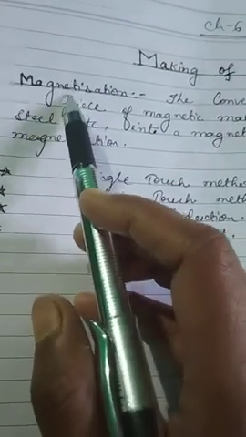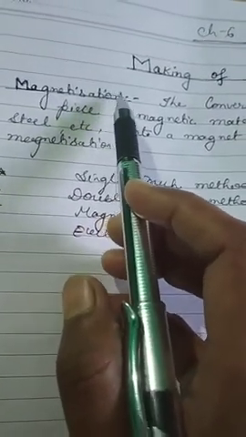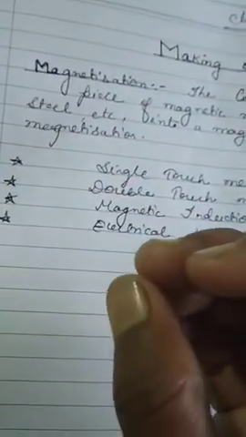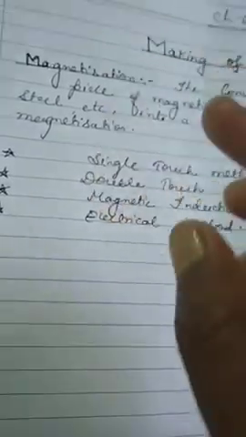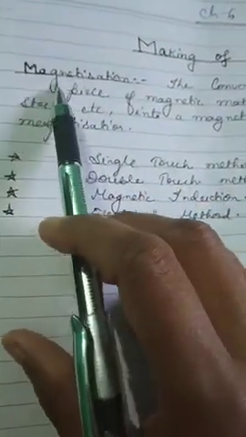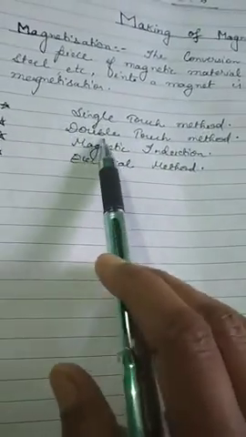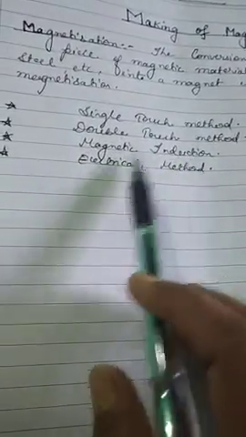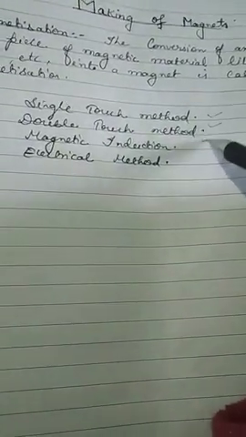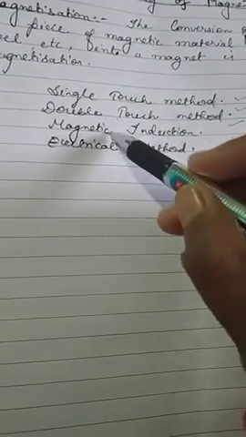The conversion of an ordinary piece of magnetic material, like an iron piece or a steel piece, into a magnet is called magnetization. There are a few methods of magnetization: single touch method, double touch method, magnetic induction, and electrical method. Today we will discuss three of these methods, the single touch method and the double touch method.